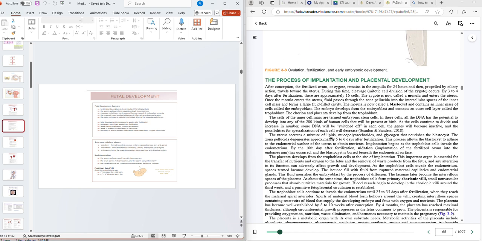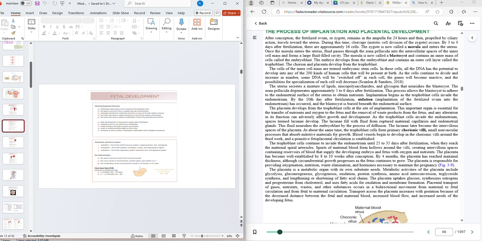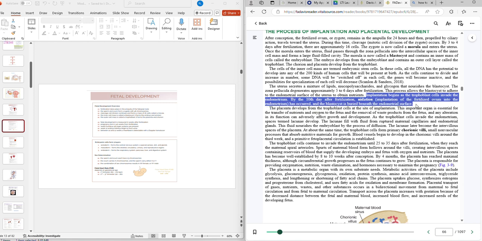Then we talk about on page 66 the process of implantation and placental development. Implantation begins at the trophoblast cells that invade the endometrium. That is at the third paragraph down, right here. Another wink and lollipop. So implantation begins at the trophoblast cells, and they invade the endometrium.